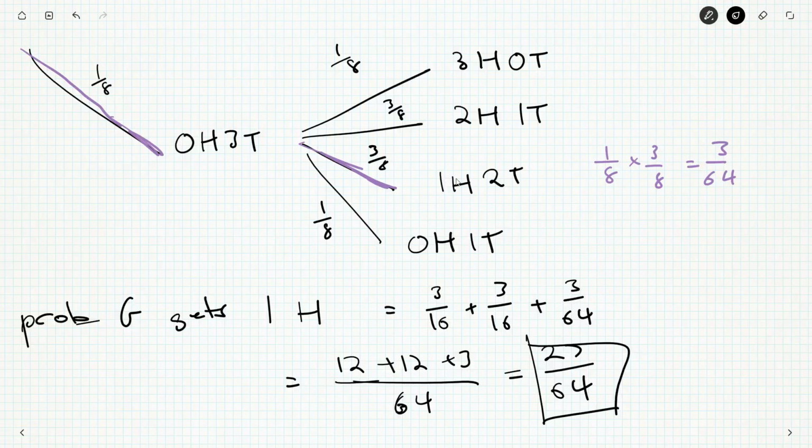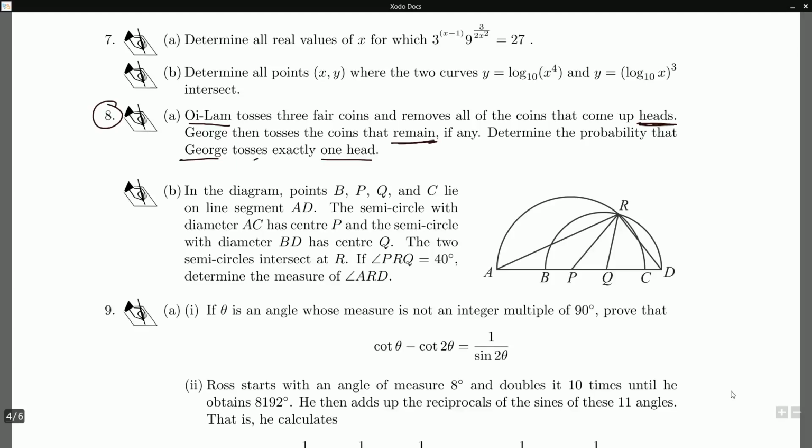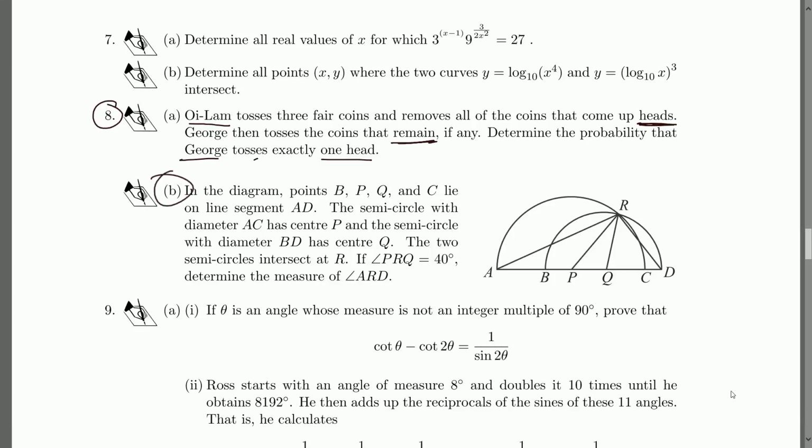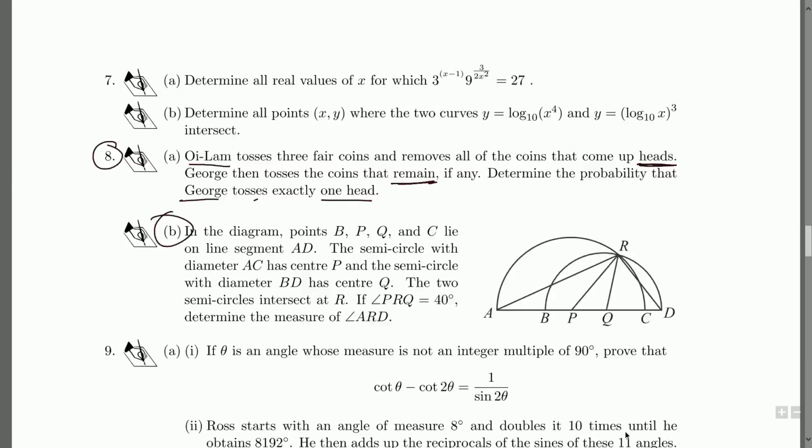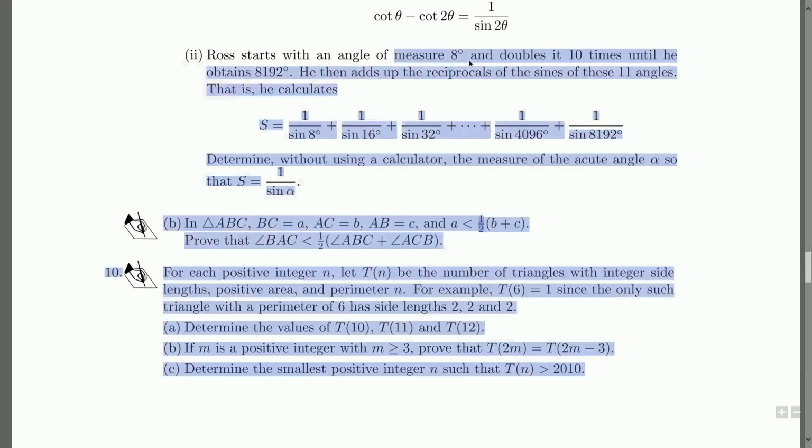We have explained things. We've got a tree. You don't have to explain to people how probability trees work unless you set yours up different than how people typically do. Okay, that's 8 there. All right, so 8A is done. How about 8B? In the diagram, points B, P, Q. Whoa, what's going on here?